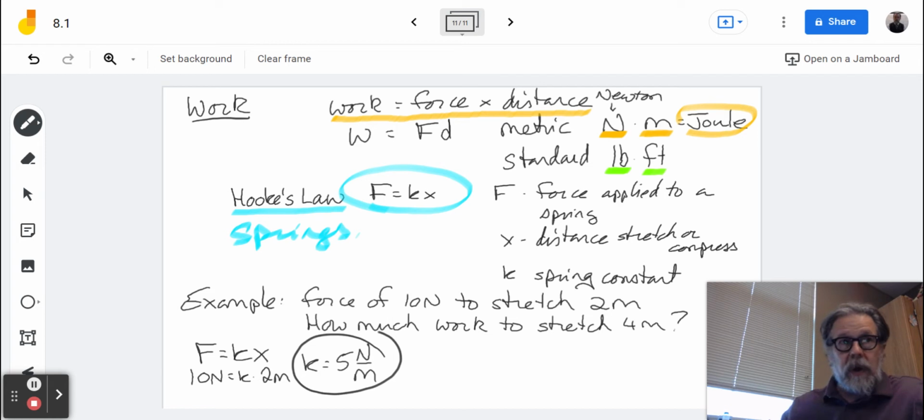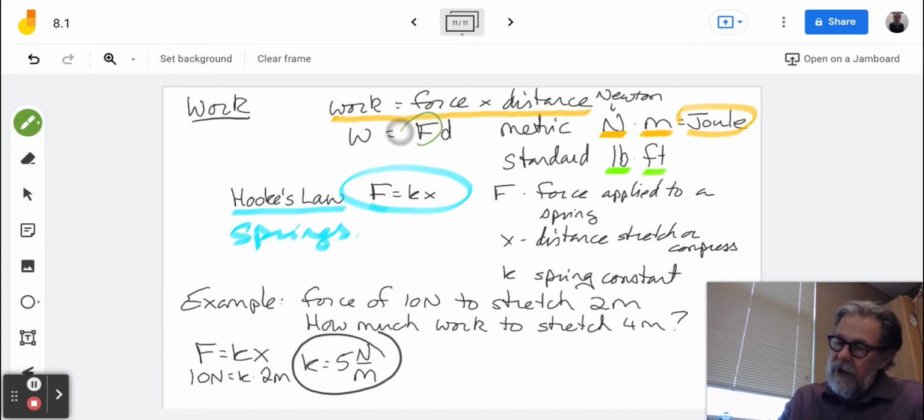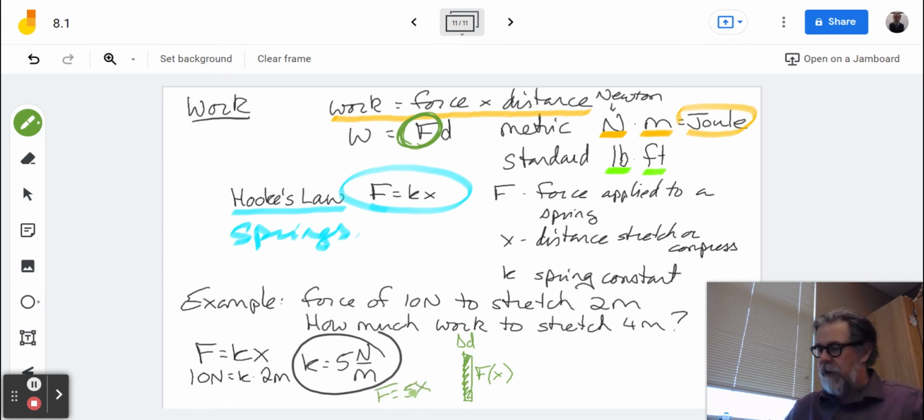So let's think about the work that is being done from 0 to 4. First of all, for our work, we're looking at the area underneath this force graph, which means that we're looking at these little rectangles right here. This is my width. This is my force, which is going to be a function of x, how far I stretch it. Notice, coming back to here, the force on this spring is equal to 5 times how far you have stretched it. So the further you stretch it, the more force is required to continue to stretch it.